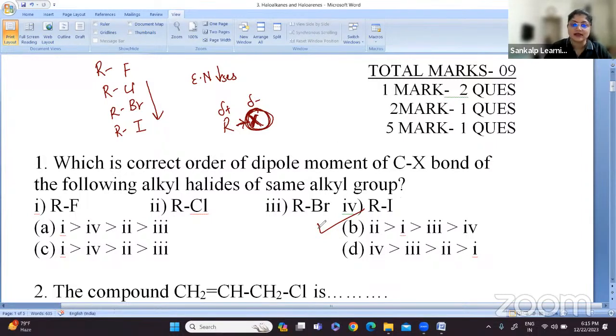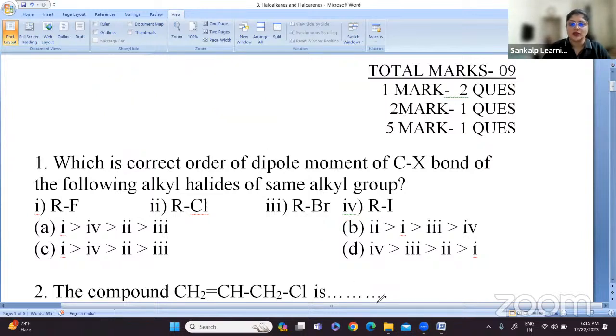I hope the answer is understood. Is it clear? So as you go down the group, what will happen to the size of the halogen atom? It goes on increasing. So as the size of the halogen atom increases down the group, the dipole moment goes on decreasing. So this is the reason for your first question. The answer is option number B.